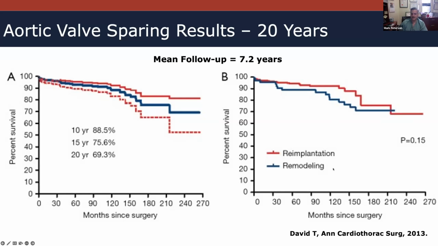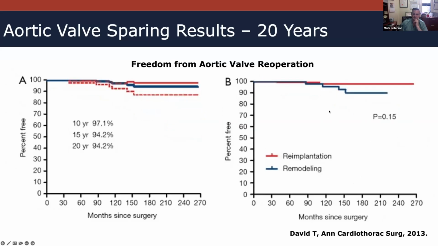And then here's a comparison of reimplantation versus remodeling. In this particular series, there was no difference in long-term survival. Freedom from reoperation is also excellent: 97% at 10 years, 94% at 20 years. So if you have a repairable valve, you really do have a good long-term outlook.